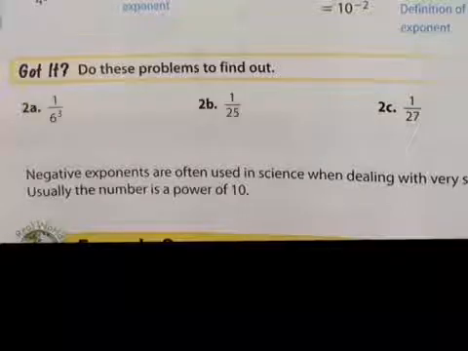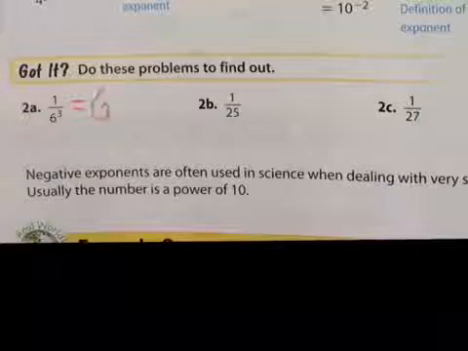Okay, I really want you to try these 3. Go ahead and pause the video now and try them. Okay, so now since we're working backwards, we simply remove the 1. We have our base of 6, and it now becomes a negative exponent, negative cube.